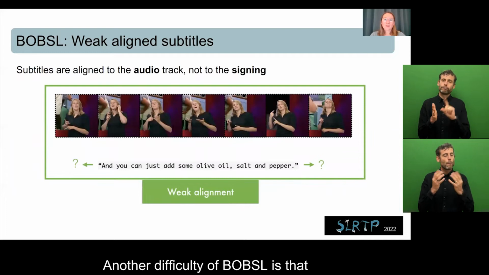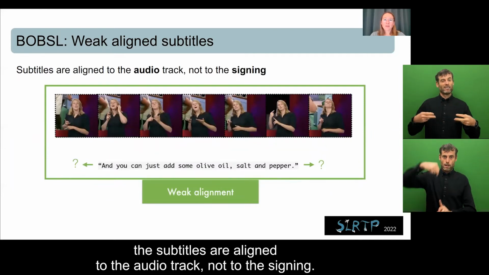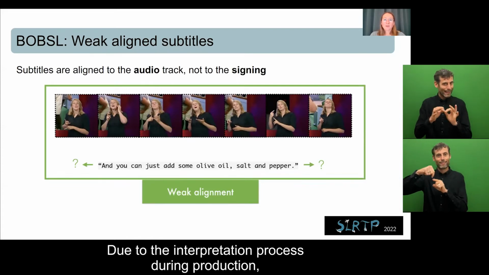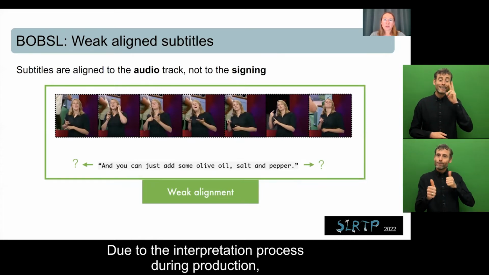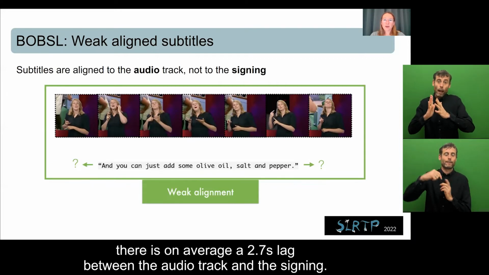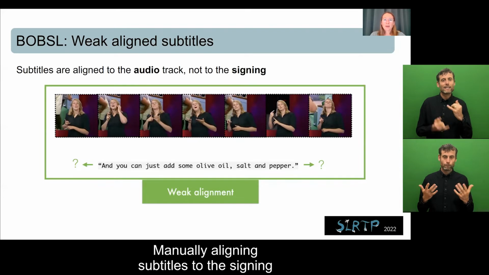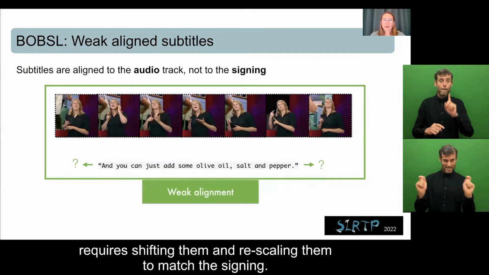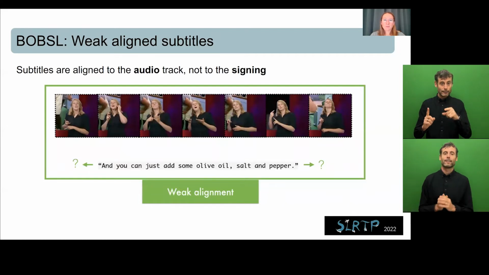Another difficulty of BobSL is that the subtitles are aligned to the audio track and not to the signing. Due to the interpretation process during production, there is on average a 2.7-second lag between the audio track and the signing. Manually aligning subtitles to the signing requires shifting them and rescaling them to match the signing.